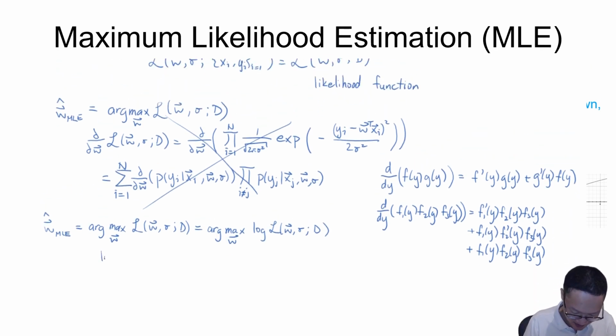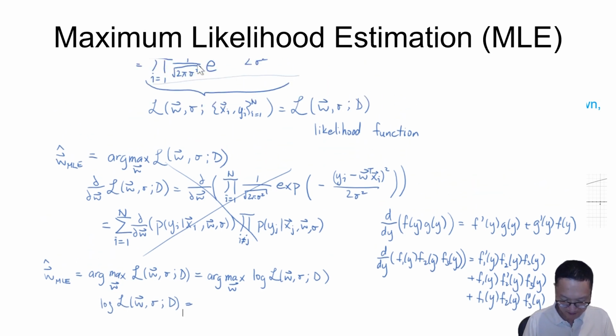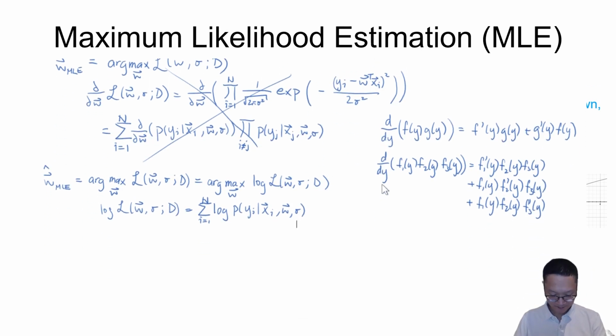Okay, so let's just keep going. So let's compute this log likelihood. This is actually called the log likelihood. It used to be a product of many things up here, but now we're going to log everything. So it's going to be a sum of logs. I forgot the log. Sum of log probabilities. Okay. And now suddenly this becomes a lot easier to work with.